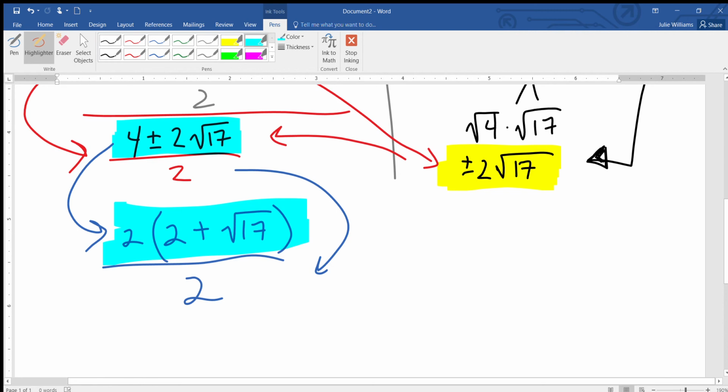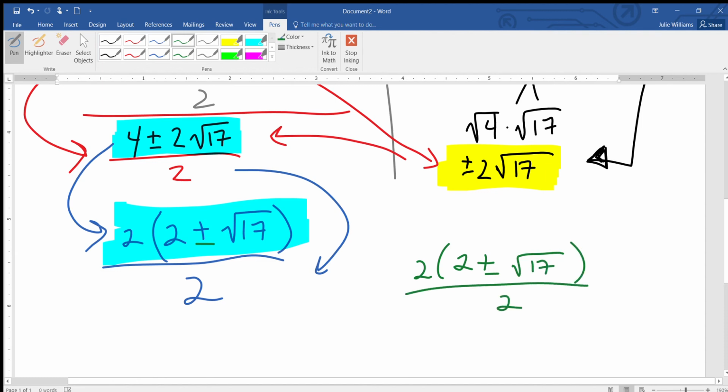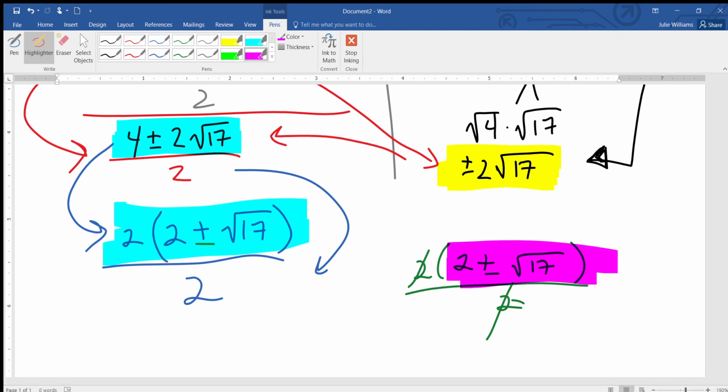All right, now that it has been factored out, let's rewrite. So now I have 2 times quantity 2 plus or minus, should be minus, the square root of 17 all over 2. You can see that you can divide top and bottom by 2. And you're left with 2 plus or minus the square root of 17, and that is your final answer. 2 plus or minus the square root of 17. That will be an exact answer.